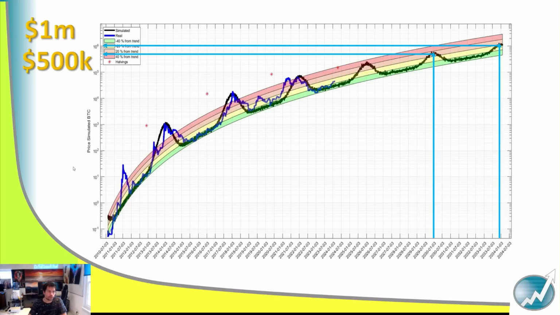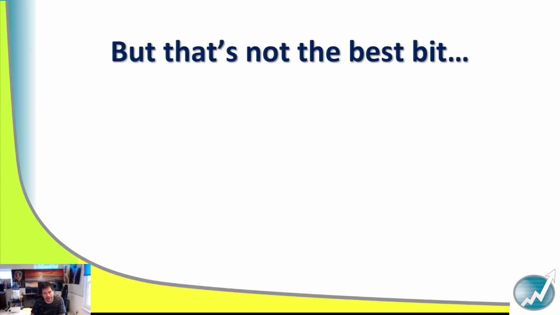So for me personally, my eyes are fixed firmly on this next cycle, and then we'll just play it by ear. There's absolutely no point in looking too far in the future. So I'm looking at this cycle, trying to maximize my personal net worth and my community's over the next 2 years for this cycle high. But that's not the best bit.